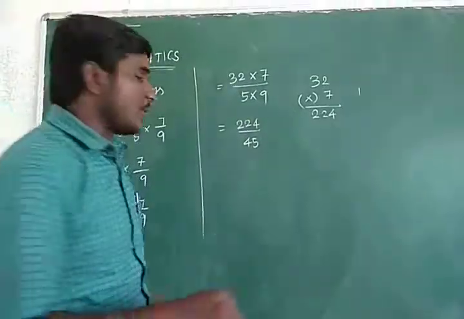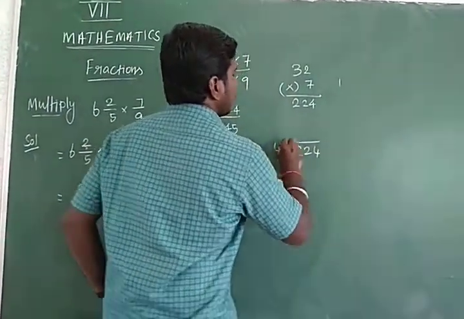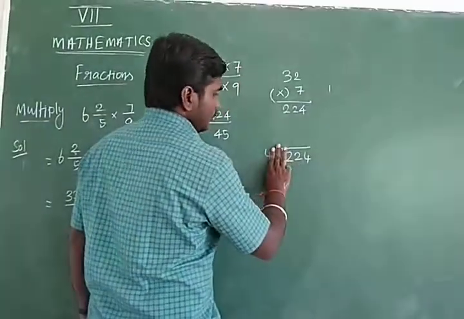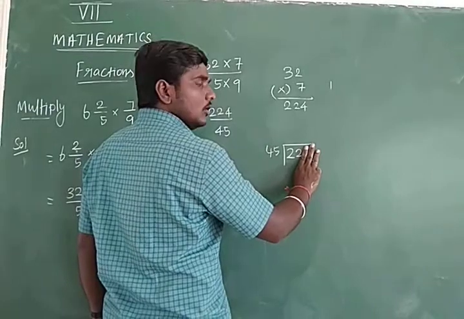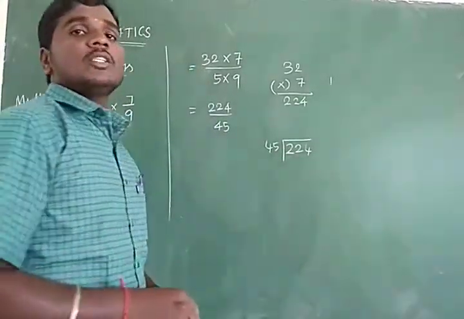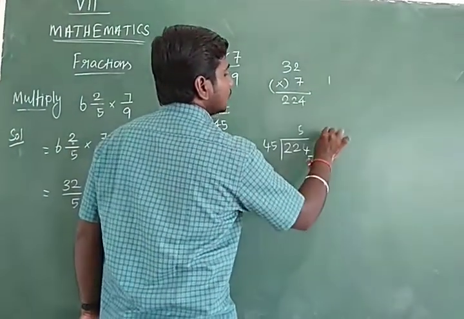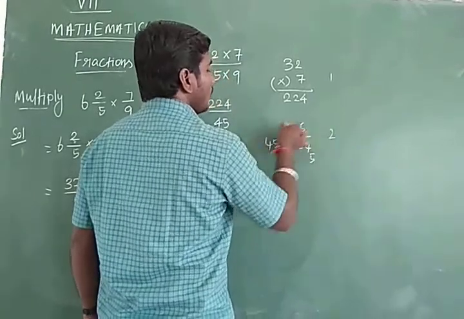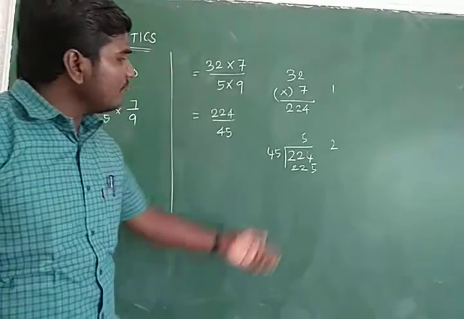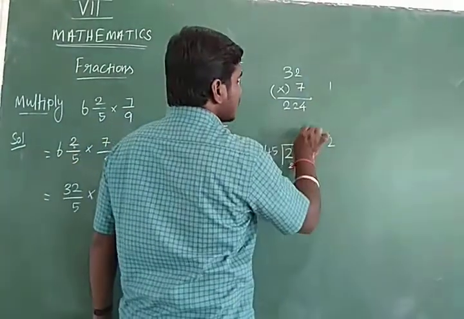Convert to mixed fraction: 224 divided by 45. Okay, you check it. Take the last digit 4, and 22. How many 4 is in 22? 5. You check for 5. 5 5s are 25, remainder 2. 4 5s are 20, 20 plus 2, 22. 225, but we have only 224. So 5 is not possible. So next we check for 4.